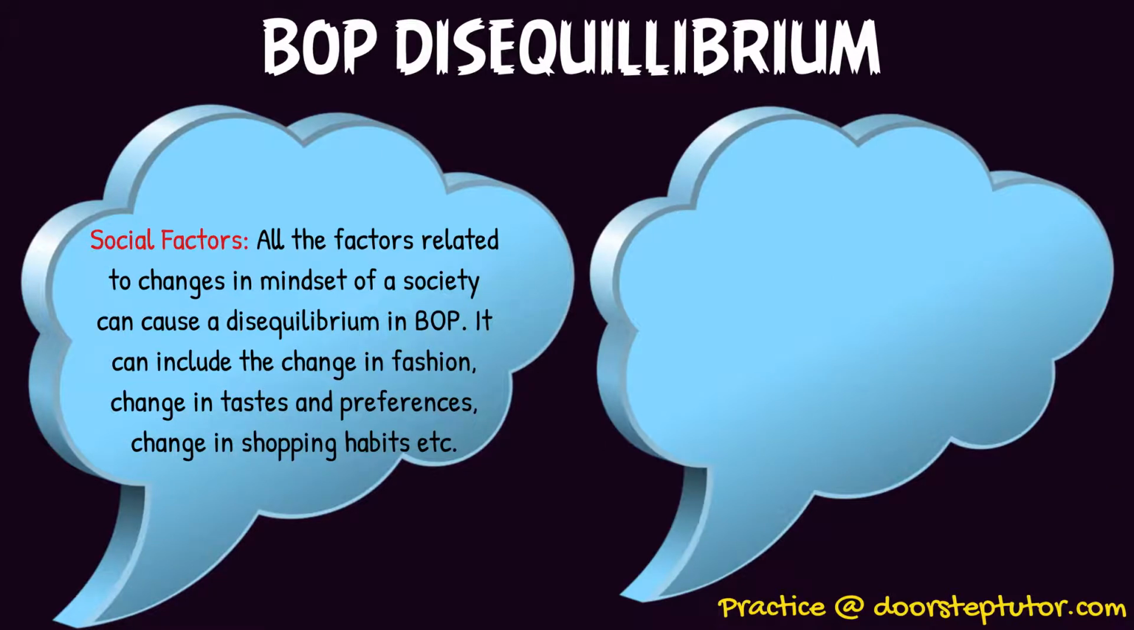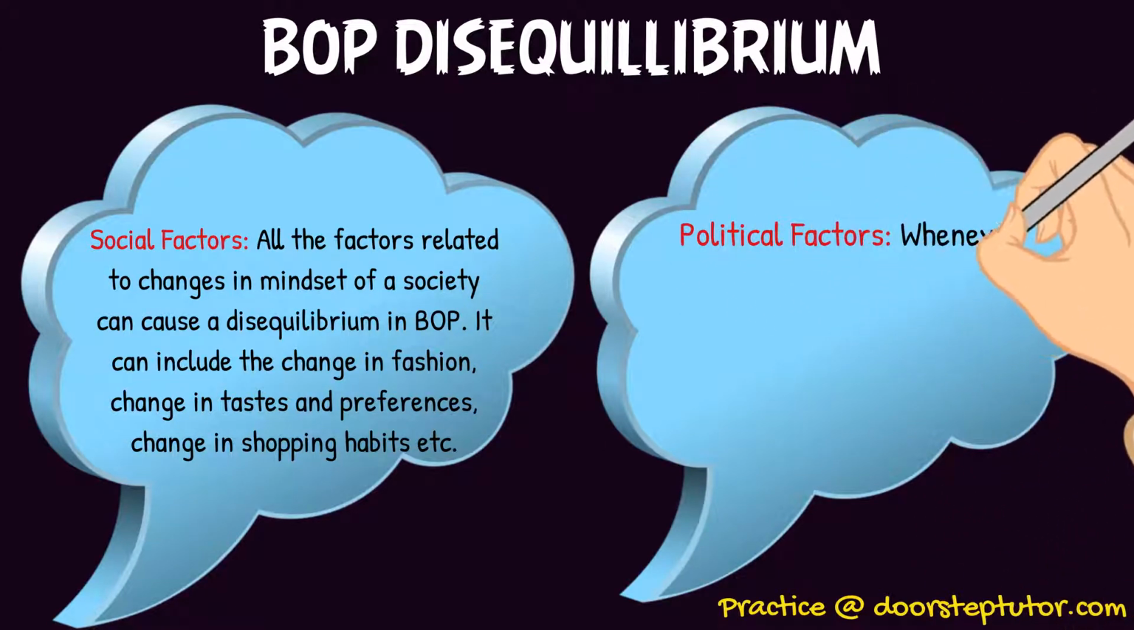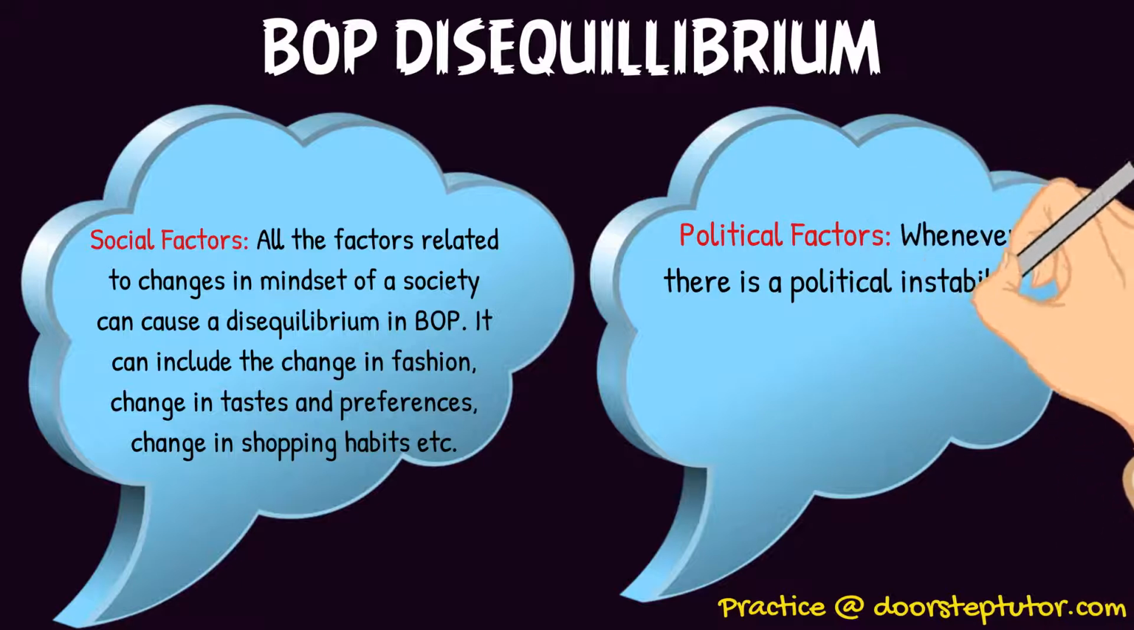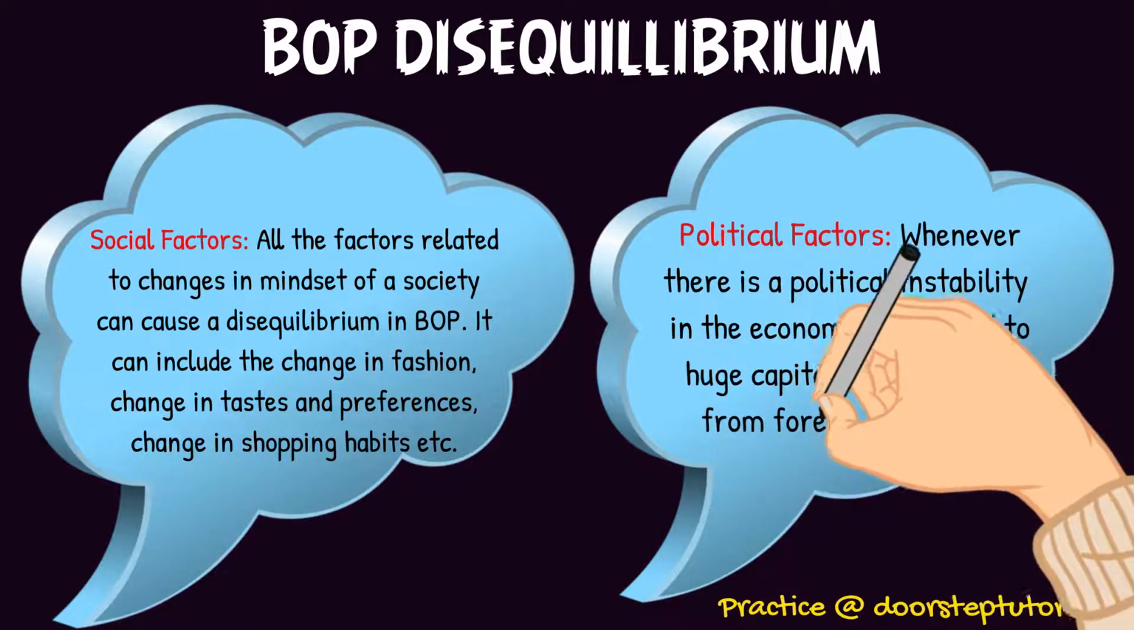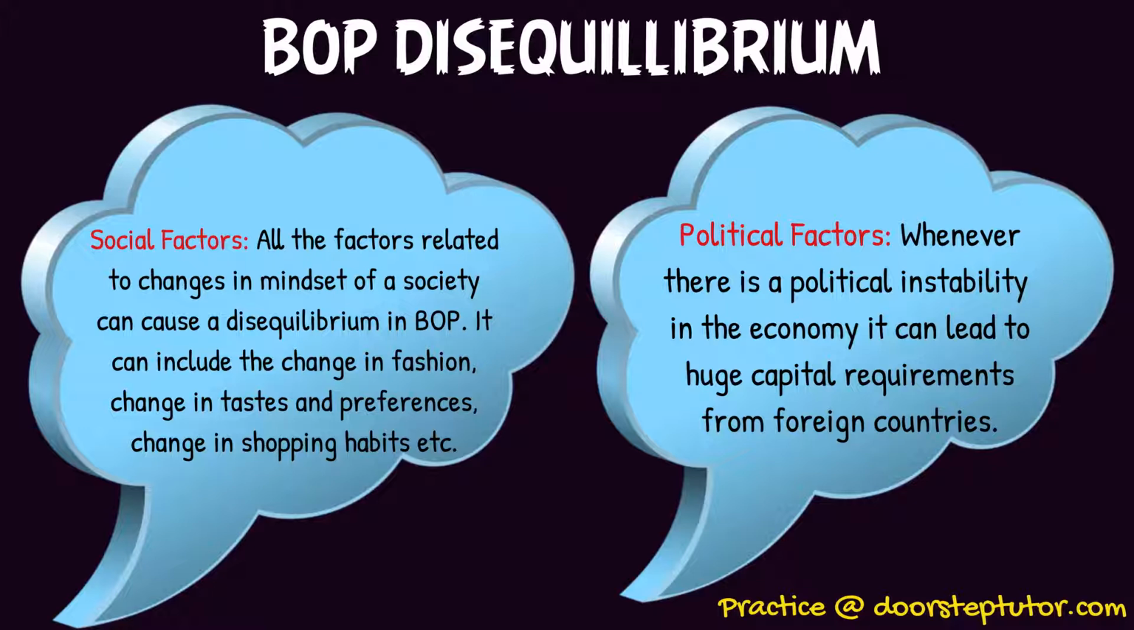Then the other one is political factors. Yes, political factors can also cause disequilibrium. How? When there is a political instability in the economy, okay, then what will happen? We all know about 1991, the time when there was the Gulf crisis, okay, and we were facing BOP disequilibrium, deficit. This was all due to political factors. There was basically a political instability in the economy, and it led to huge capital requirements from foreign countries, right?